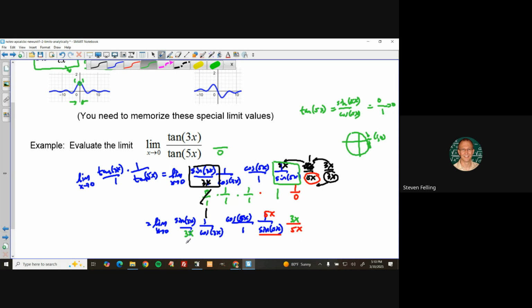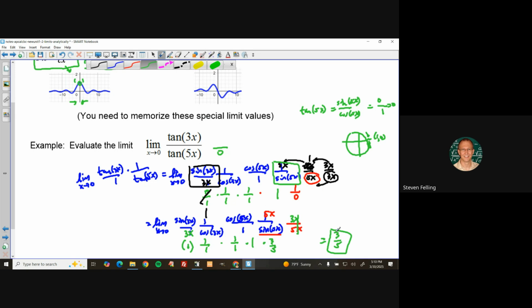This limit now turns into a 1. This limit is 1 over 1. This limit is 1 over 1. And this special limit is also 1. And now these final two x's can cancel out and leave me with 3/5. So I have 1 times 1 times 1 times 1 times 3/5. And that means that this whole limit is equal to 3/5.